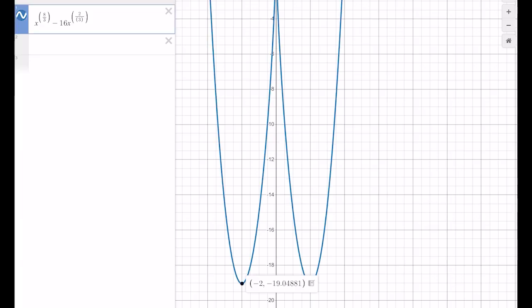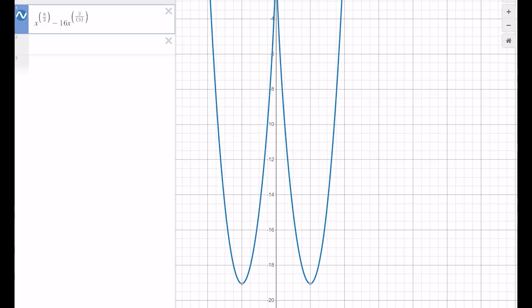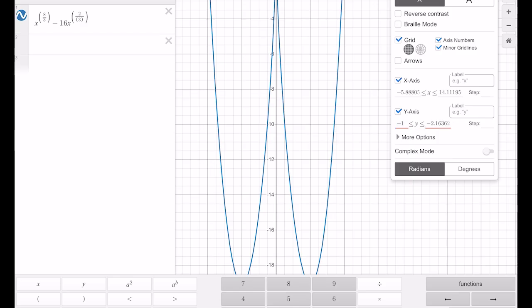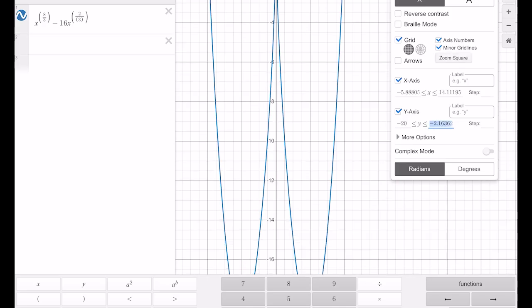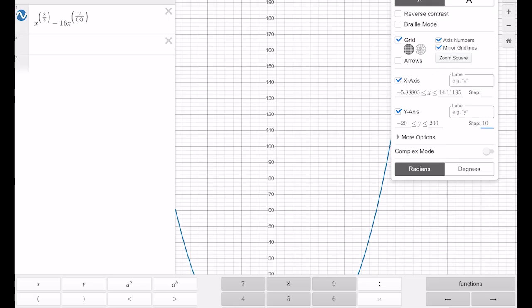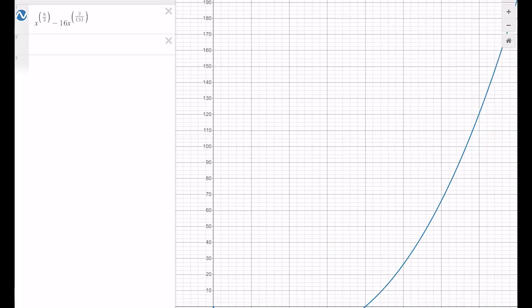So the lowest point there, when it's -1, would be really helpful if I could actually change the viewing window here. But I don't know if it's going to let me. Oh, yes. Okay, so we'll make this -1. Oh, sorry. So for y, maybe I'll do -20 to 200, and maybe I'll count by tens. And then for x, it's just going to go from -1 to 8. Okay, now we can see here, right?